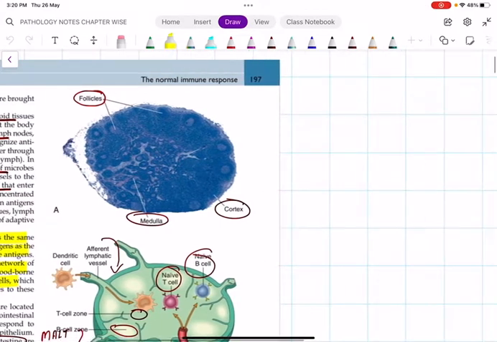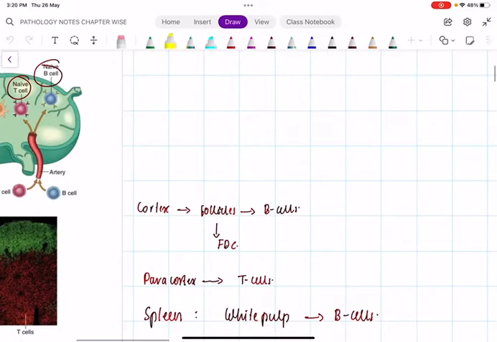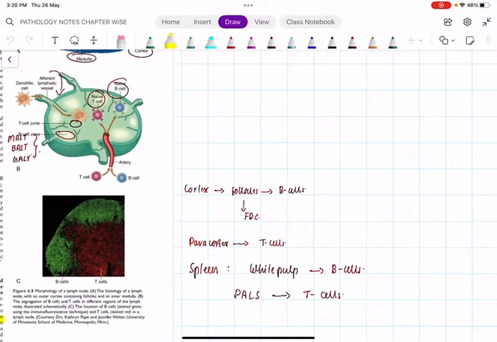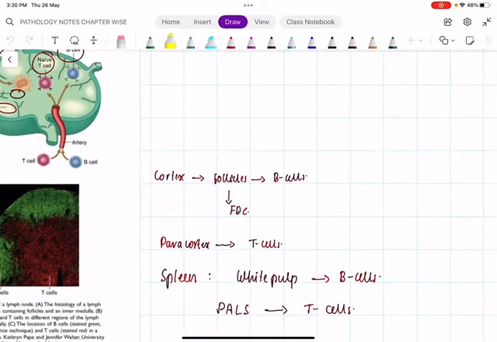Lymph nodes have different areas. A lymph node has an outer cortex and an inner medulla. Remember, the inner medulla has mainly B lymphocytes. The outer cortex also has lymphoid follicles, which contain follicular dendritic cells, which I have told you about. The cortex also has B cells. B cells are found in the cortex also.